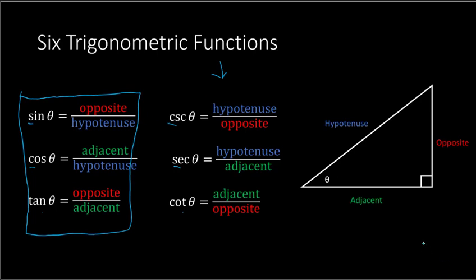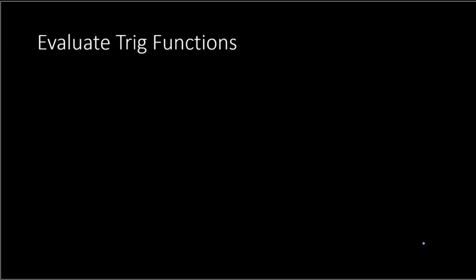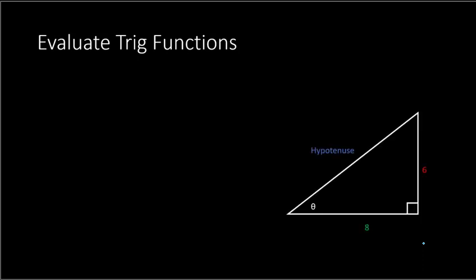So assuming we have those memorized, assuming we know what these are, we can now expand on this and learn how to evaluate trig functions. So let's take the same triangle right here. So we have the same theta, but now we have the adjacent and opposite sides given to us.